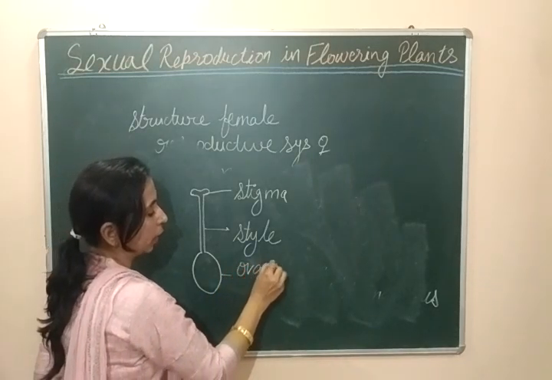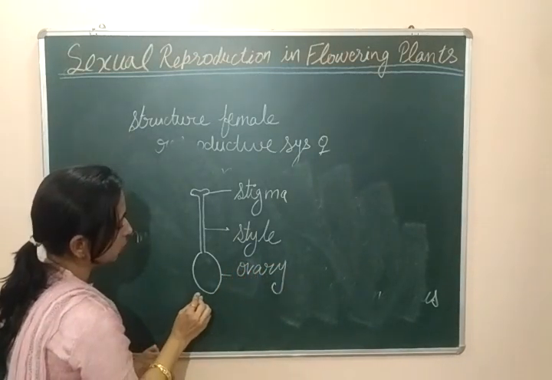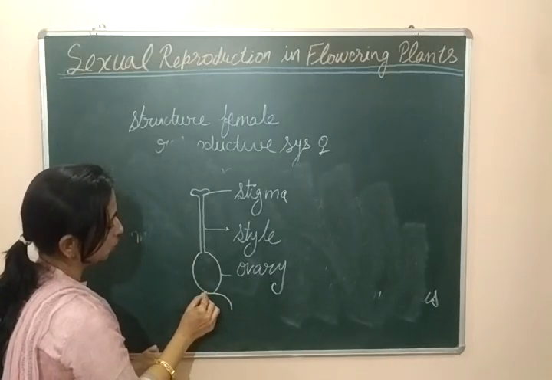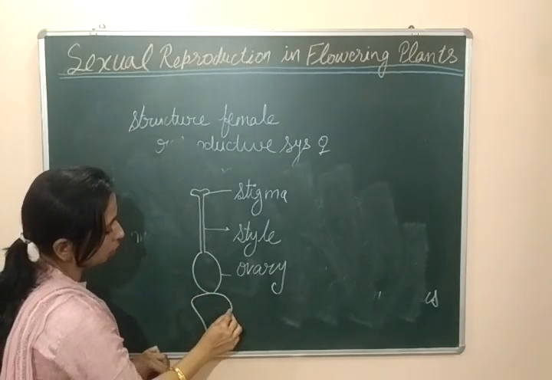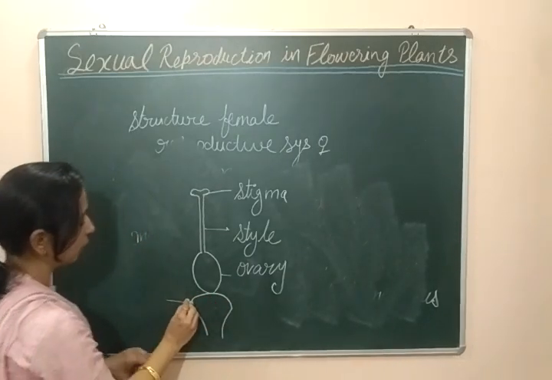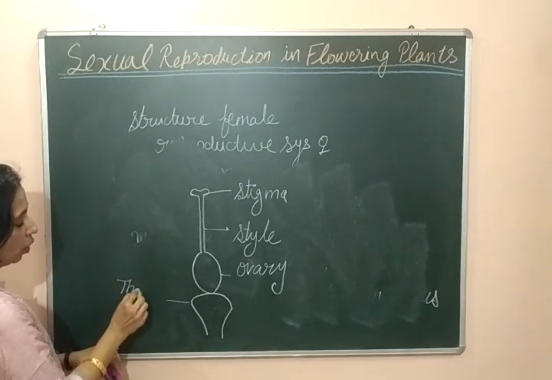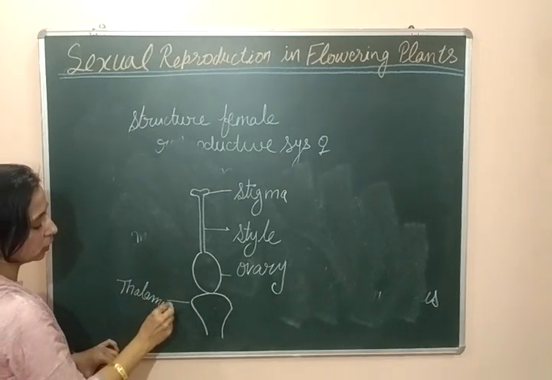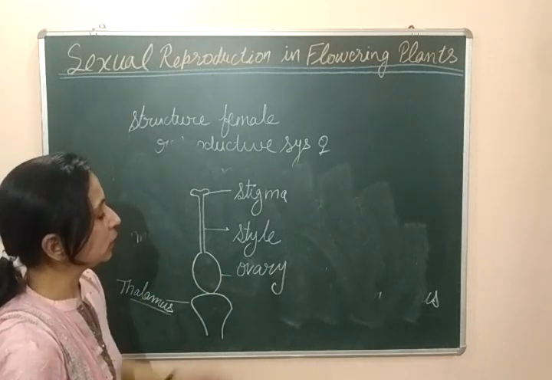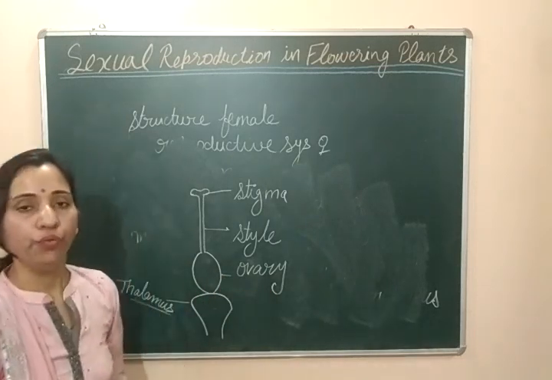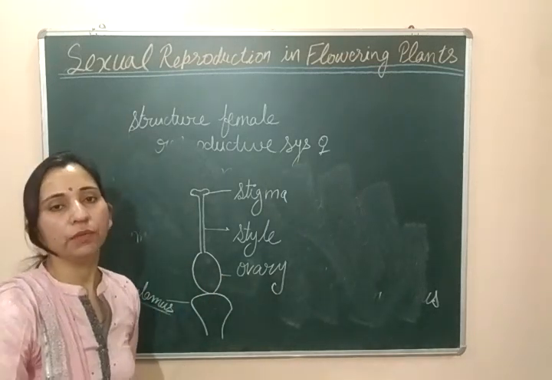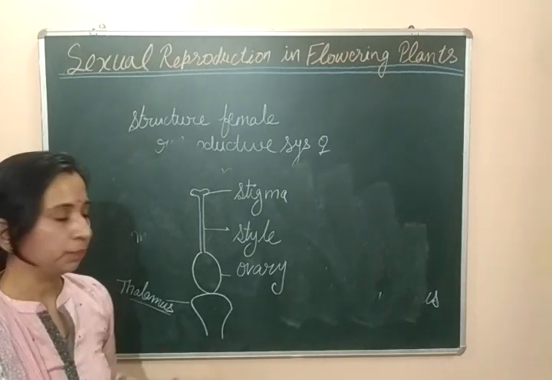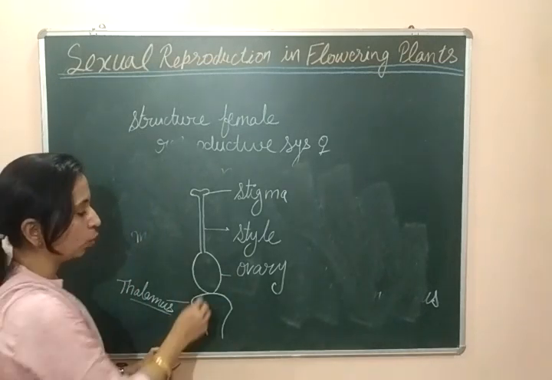ovary. And this ovary is present or attached on the thalamus. This is the thalamus. This is the part of the flower at which the ovary is placed. Inside the ovary, many ovules are present, which later after fertilization form the seed. These ovules are present in the ovary.